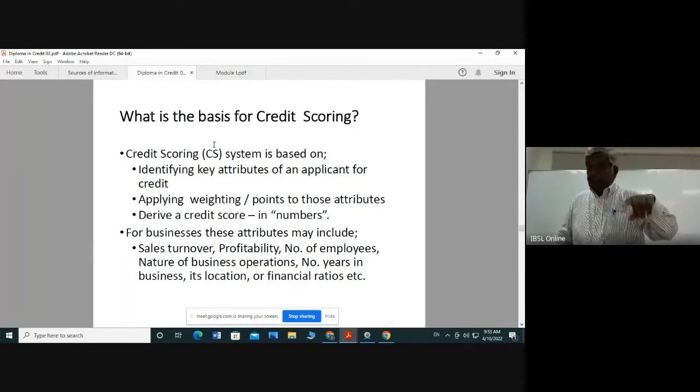For a person, but for businesses there may be some other attributes. The attributes may include sales turnover, profitability, number of employees, nature of business operation, number of years in business, its location or financial ratio. For other types of customers, various other attributes have been developed. They have identified them and given numbers, weighting and points, and in total they get a number. That is known as credit score.